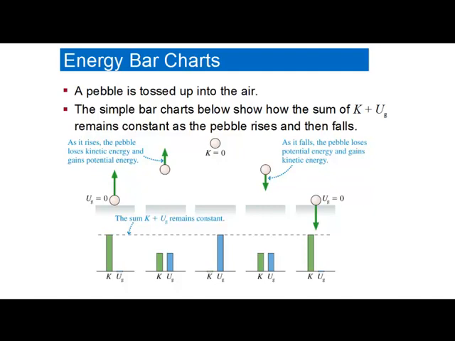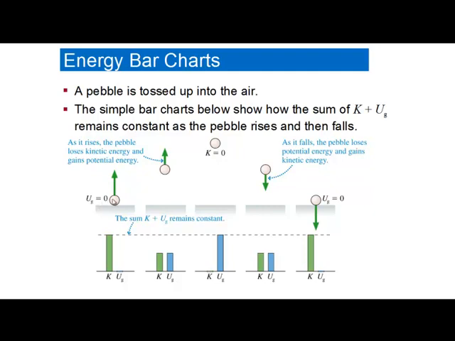Just like in the previous chapters, we will be using some graphical methods to represent the information we are discussing, and one of them here is known as the energy bar charts. It's best illustrated by discussing a specific example, and I'll show you another more dynamic example in a few minutes. But let's consider here a pebble that's tossed up in the air, and the pebble is initially on the ground, so we have it here with no gravitational potential energy. If we count the ground as a reference level, we count that as 0.